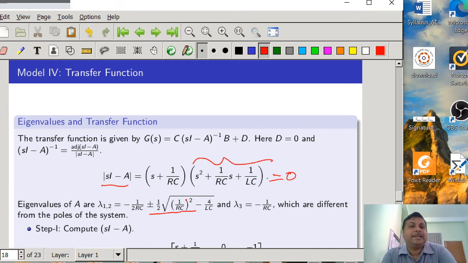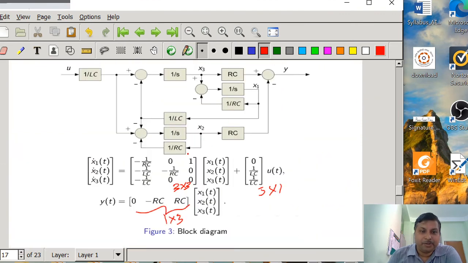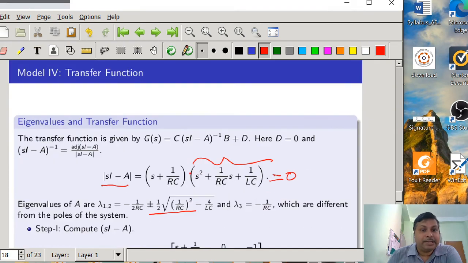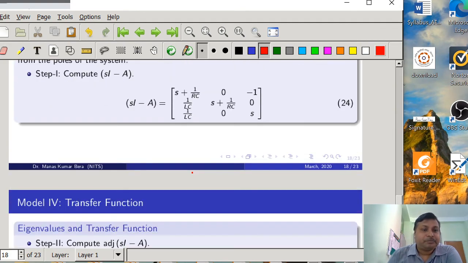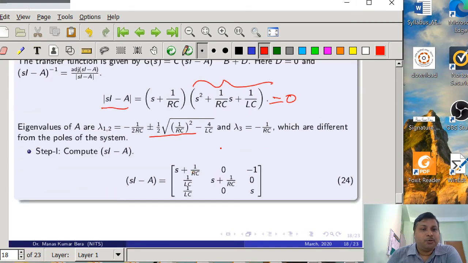So for this case, you are finding that the eigenvalues of the A matrix are not necessarily the poles of the system. And why has it happened? It has happened because the model you have created from the transfer function is not minimal, and it can be verified later that the model is not controllable and observable. It means that there are definitely pole zero cancellations. So let us find the transfer function for this model. To compute the transfer function, we will go stepwise. We have to compute (sI minus A).